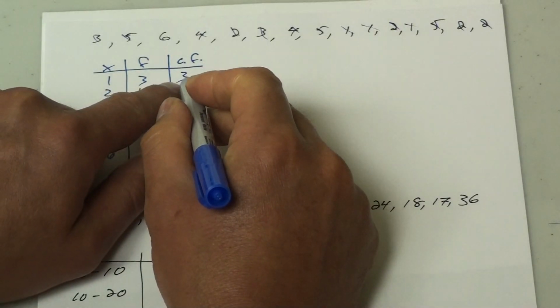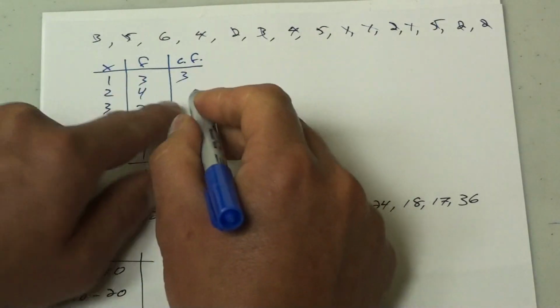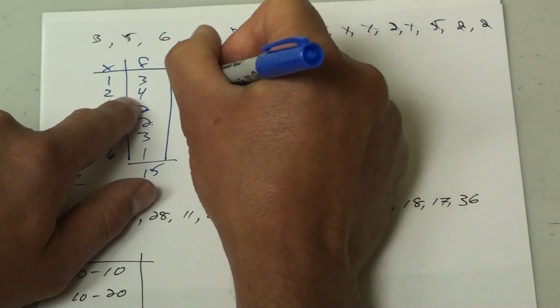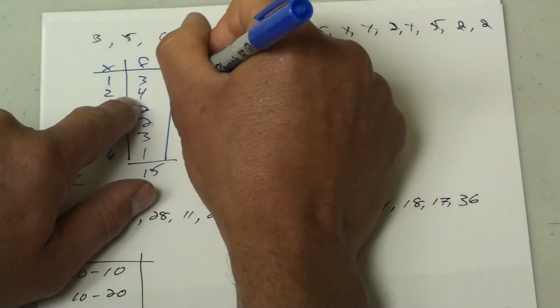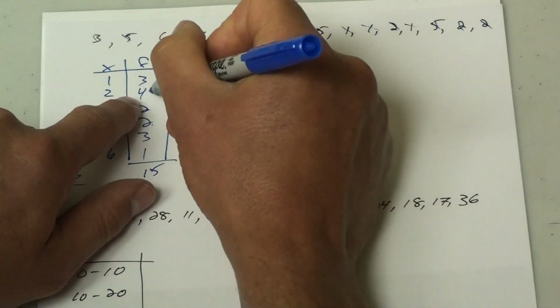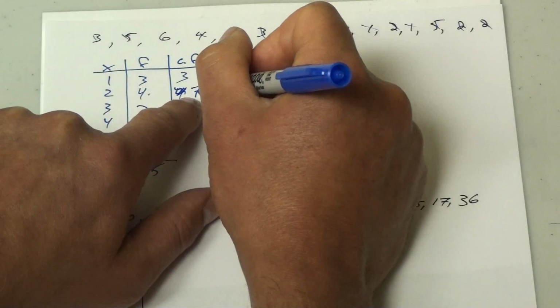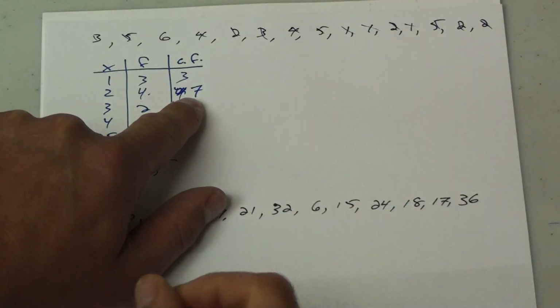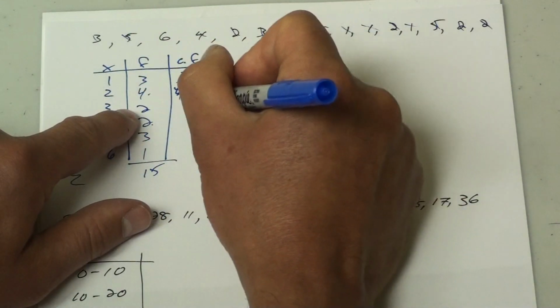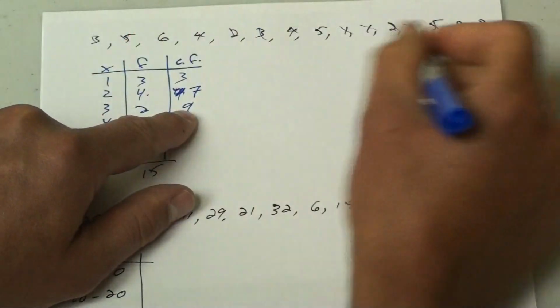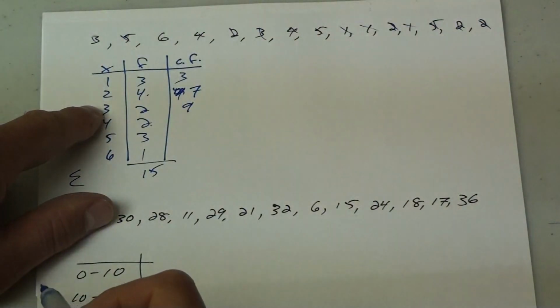So that means there's 3 values that were 1 or less. Then I want to add on the new number, which was 4. So add on, that means I have 7. Add on the 4, so that means there's 7 numbers that were 2 or less. I want to add on the next 2. So I have 9. That means there was 9 numbers up here that were 3 or less.